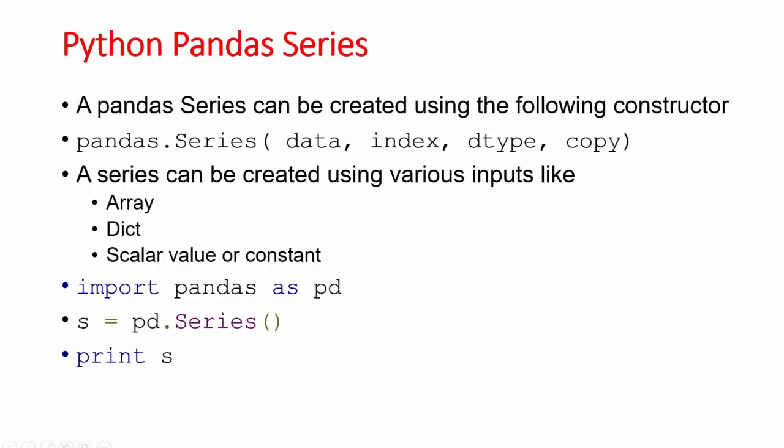What is a series in pandas? A pandas series can be created using the constructor. The code will be pandas.Series with data, index, dtype and copy. You will see that in the practical section. A series can be created using various inputs like an array, a set, a dictionary or a list. First we import pandas as pd, initialize the Series function, and print it. This is the syntax of my pandas series. We will see that in a practical example.